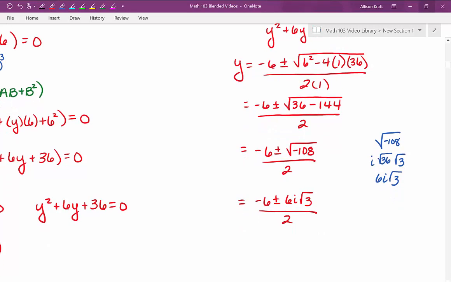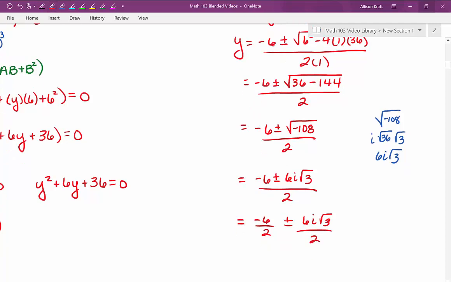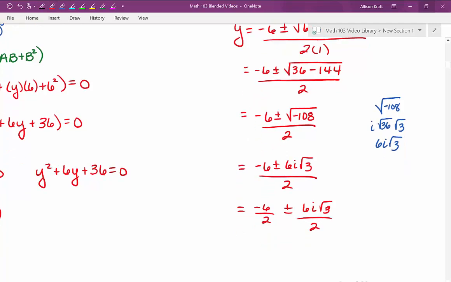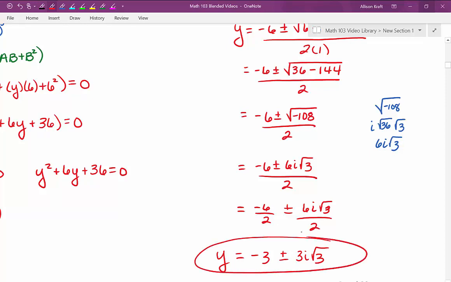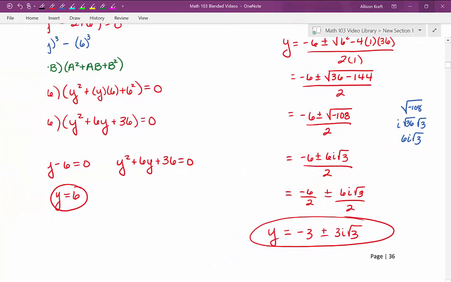And now we want to simplify the fraction overall. So let's split it into 2. Negative 6 over 2 plus or minus 6i square root of 3 over 2. And then we can simplify the 6 and 2's in both fractions. We end up with y equals negative 3 plus or minus 3i square root of 3. That is our third and fourth solution.